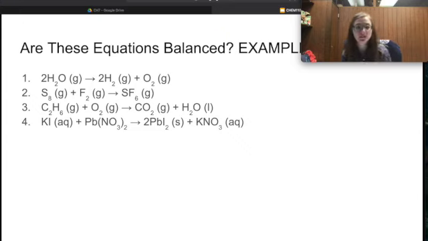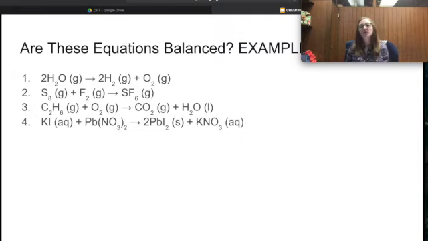So if I am looking at the first equation here, I have 2 water molecules, again, decomposing into 2 hydrogen gas molecules and 1 oxygen gas molecule. So I'm going to make my lists first. In my reactants, I have hydrogen and oxygen. In my products, I have hydrogen and oxygen. And then I'm going to fill this out and see if I have the same number of each.